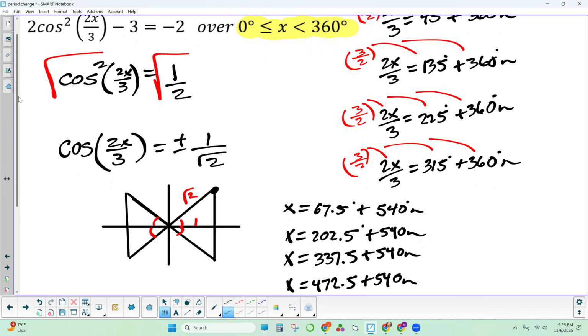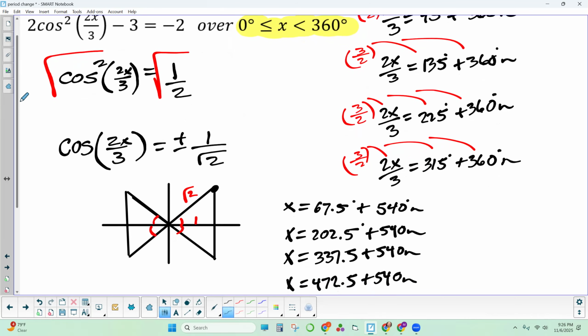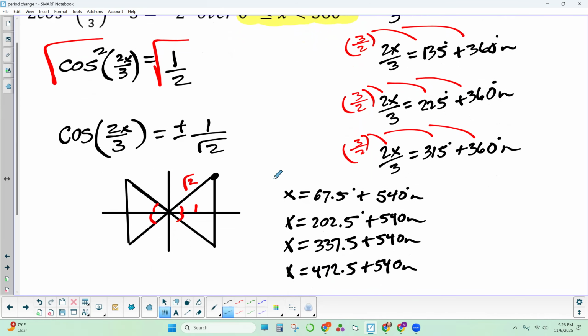Now let's look at our interval. It is between 0 and 360. So one rotation, okay? So 67.5 falls in that interval. Obviously, I'm not subtracting 540. Now, if I add 540, that's not going to work either because I'm going past 360. So then my next angle is 202.5. Again, I can't add or subtract anything there.